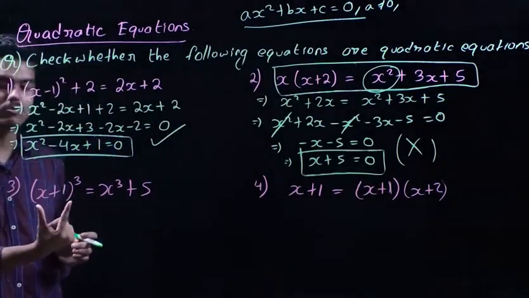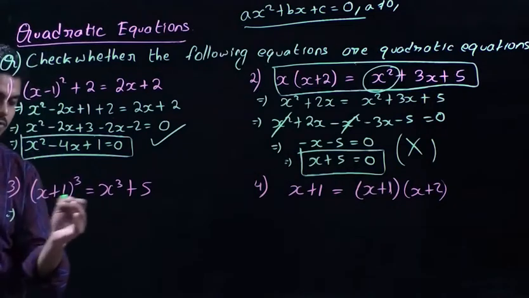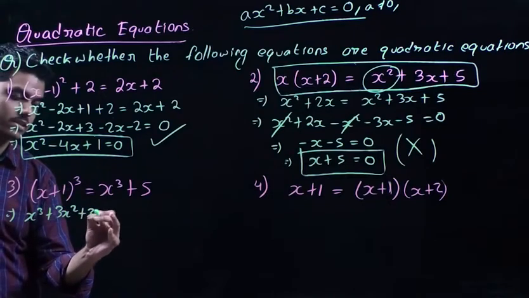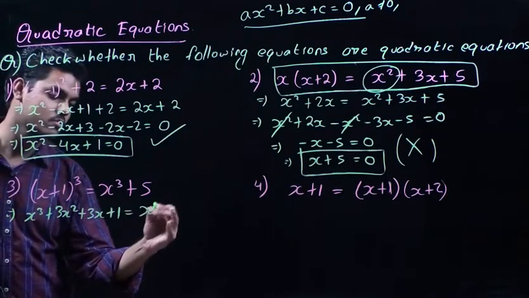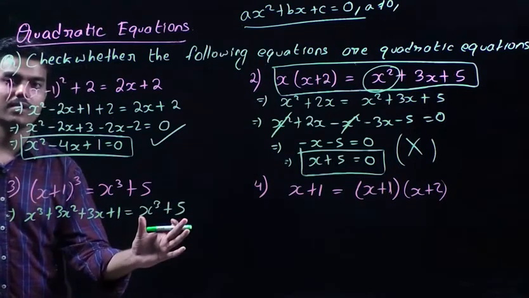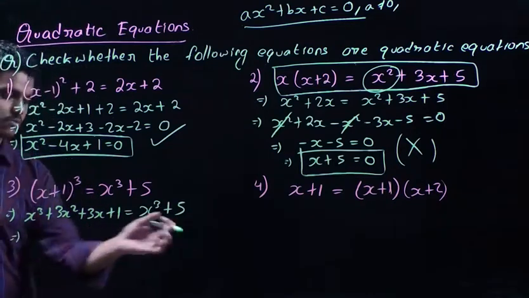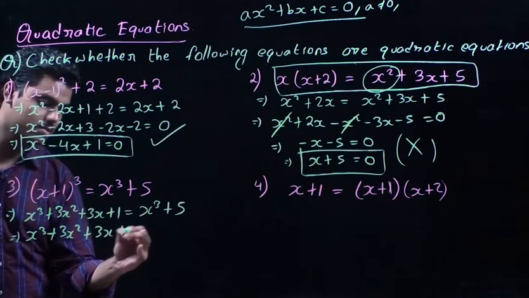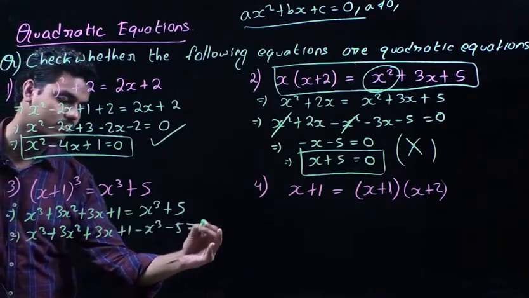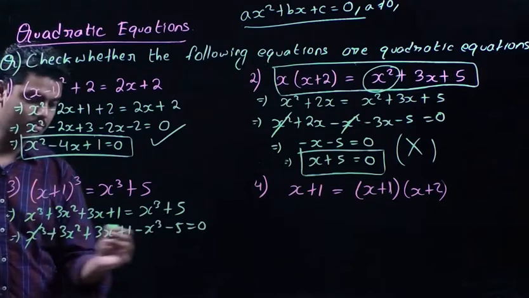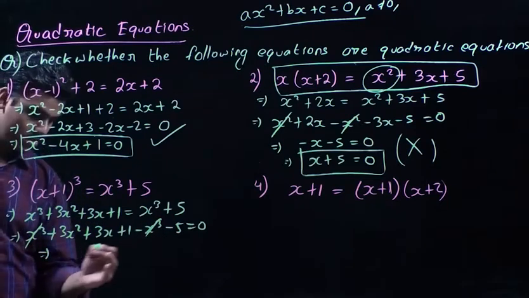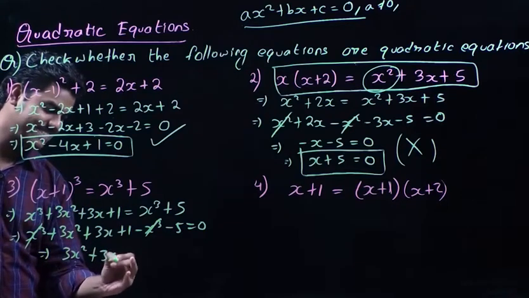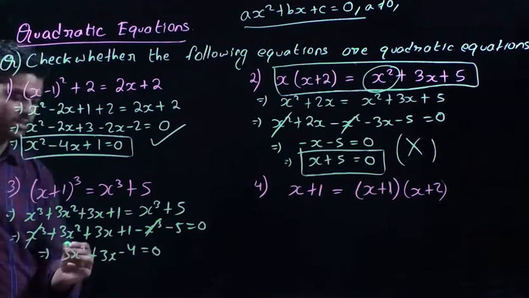What you need to do is use the a plus b whole cube formula. So if you use the formula, what you get? X cube plus 3x square plus 3x plus 1 equals x cube plus 5. Now RHS, bring it to the LHS, so that would be negative. So x cube plus 3x square plus 3x plus 1 minus x cube minus 5 equals 0. As you can see, x cube and minus x cube get cancelled. You are left with 3x square plus 3x minus 4 equals 0, right?